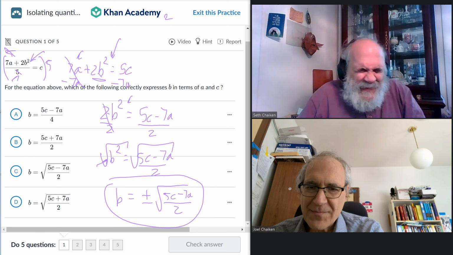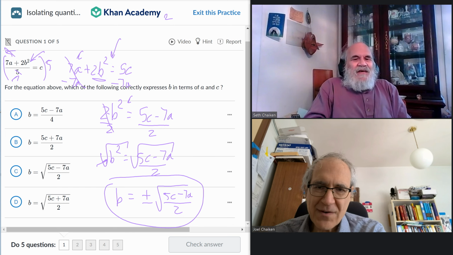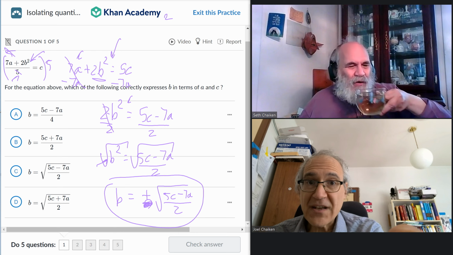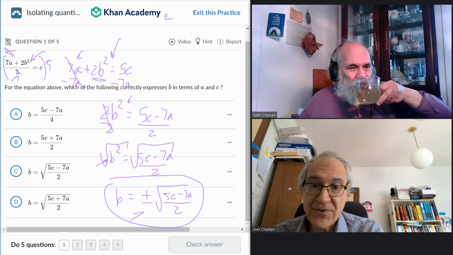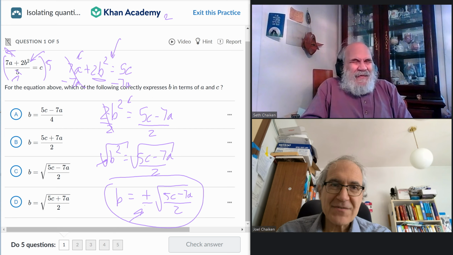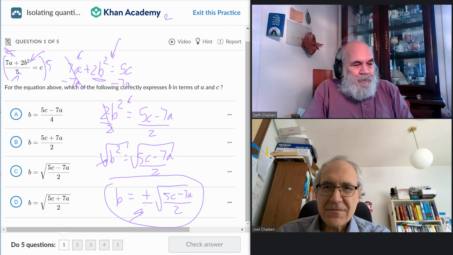They're only looking for the positive root, the principal square root. So then you can cross that out in this problem. But in most problems, like in school, I don't think you can cross that out. And I think, yeah, that actually agrees. Wow, look at that. So what do you think?